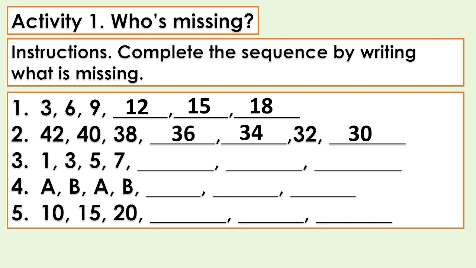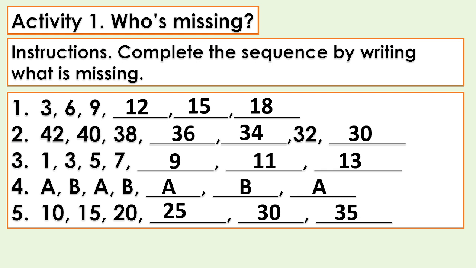Number 3. 1, 3, 5, 7. So the answer: 9, 11, and 13. Number 4. A, B, A, B. So next is A, B, A. Number 5. 10, 15, 20. We have here 25, 30, 35.